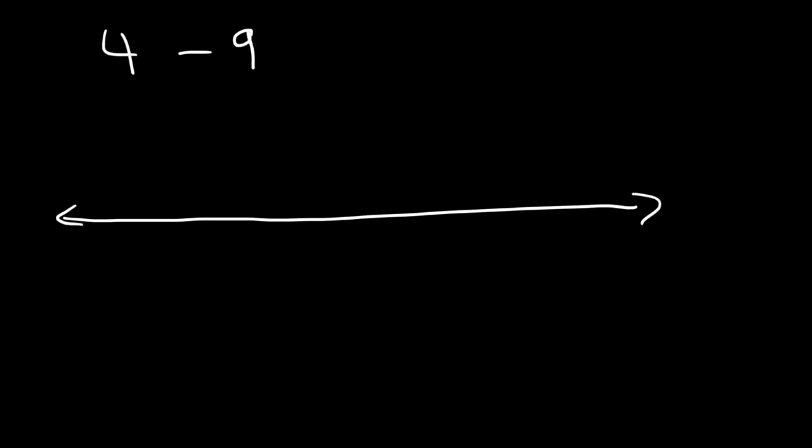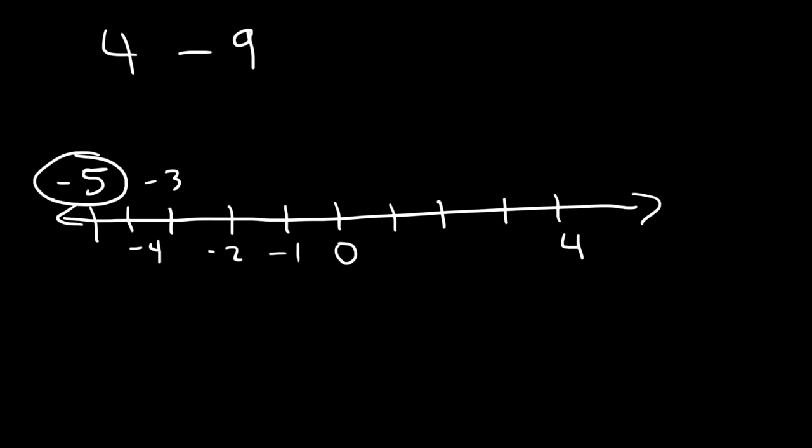So let's try 4 minus 9. We're going to start with positive 4. And we're going to travel 9 spaces towards the left. 1, 2, 3. The 0 makes 4. 5, 6, 7, 8, 9. So notice that we ended at negative 5. So 4 minus 9 is negative 5.